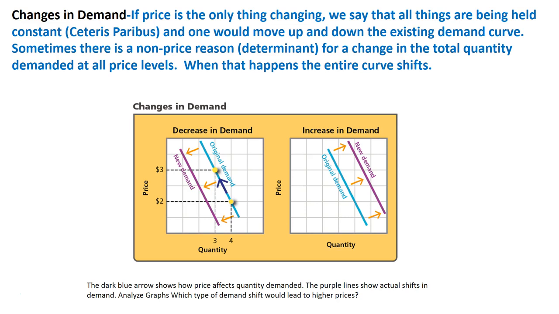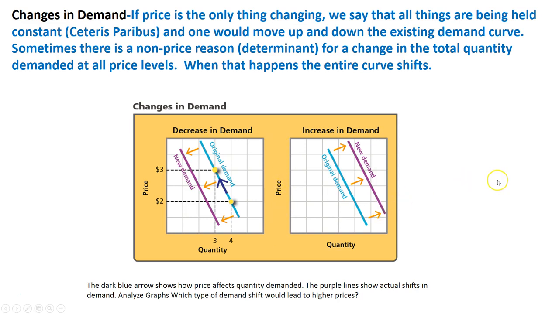If price is the only thing changing, we're saying all things are held constant. But you can see now we have a shifting curve. On the first one, it shifts to the left. And on the second graph here, where there's an increase in demand, it shifts to the right. We're actually picking up the entire line. That means not just one quantity is changing, like when price was changing, but every quantity demanded is changing, even though the prices over here might be the same.